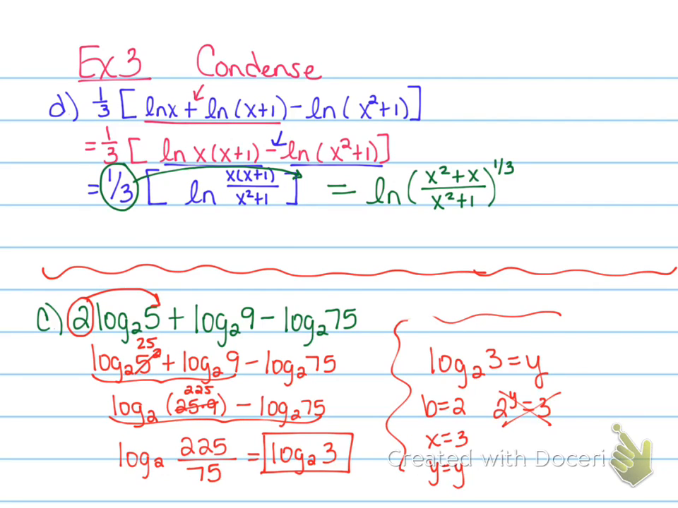Well, just like when it was raised to the 1/2, we said it was a square root, and since it's raised to the 1/3, that's going to be the cube root. So we're going to have the natural log of the cube root of x squared plus x over x squared plus 1. And there's our solution for D.